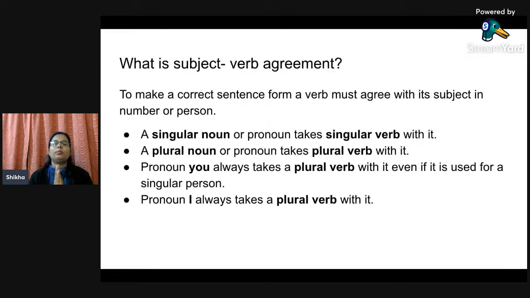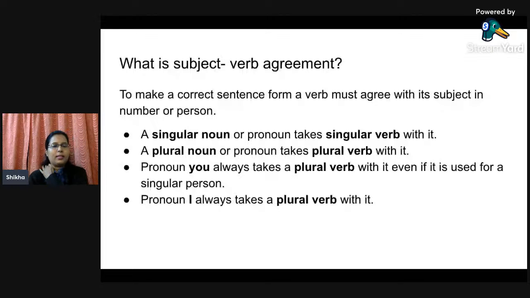So we use the pronoun you both for a single person and for more than one person, isn't it? So for you, we generally use the verb in its plural form. It doesn't matter whether we are speaking about a single person or more than one person, right? And in the same way, the pronoun I always refers to a single person, isn't it? So for I also, we always take a plural verb. Am I clear? Yes. So now let us see some examples here.